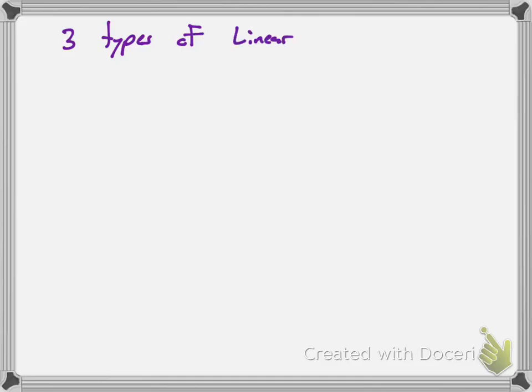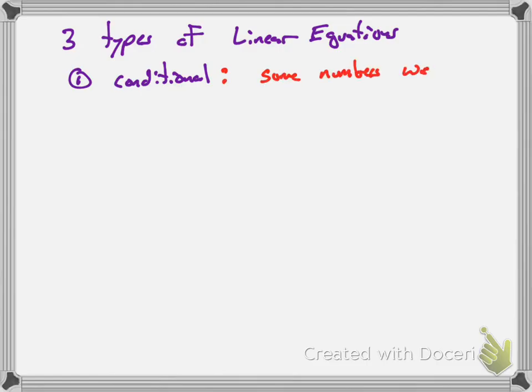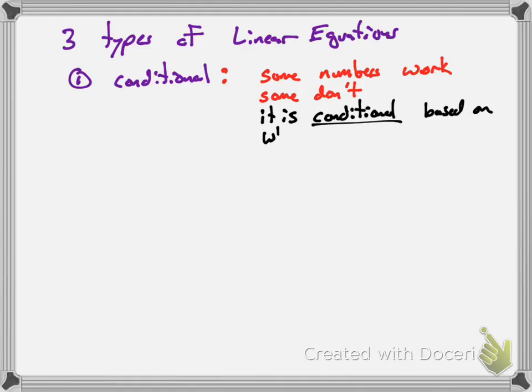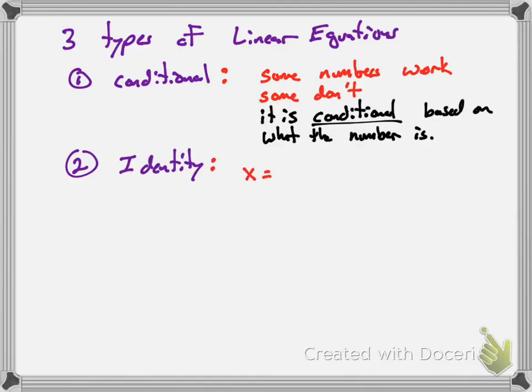Okay, when we have linear equations, there's 3 main types. The first type is called conditional. That means one number or some numbers work and some numbers don't. It's conditional based on what the number is. So, for example, the last problem that we did, we had x equal negative 4, I think it was. So when x is negative 4, it works. When x is not negative 4, it doesn't work. So it's conditional.